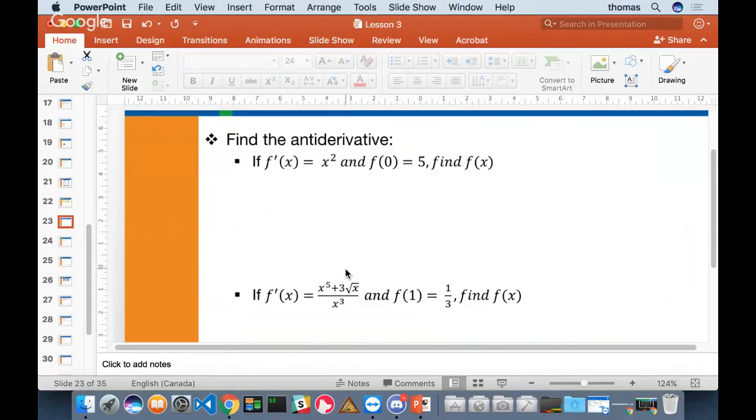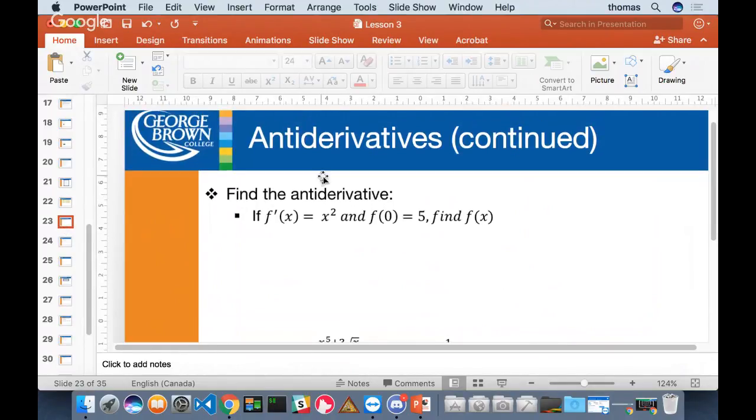All right, so we can also figure this out. If I say that f prime of x is equal to x squared and f prime at 0 is equal to 5, find f of x. How do I figure this out? F prime at 0 is equal to 5.